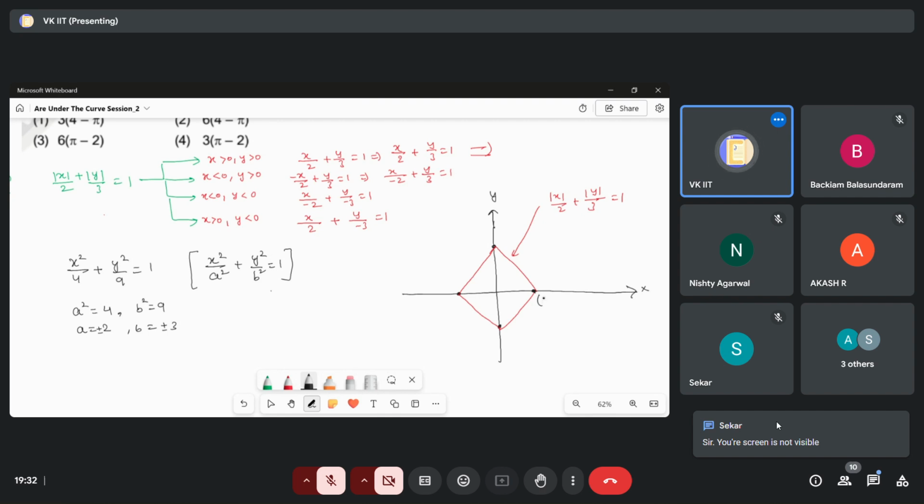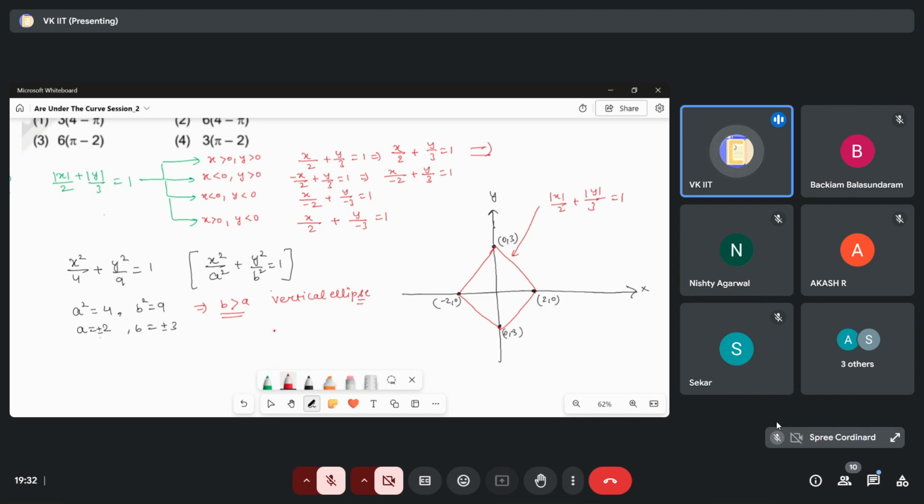This point is 2 comma 0. This point is 0 comma 3. This point is minus 2 comma 0, and this is 0 comma minus 3, sorry. Okay, now the ellipse we have to draw. In this case you can see b is greater than a, na? So it will be a vertical ellipse.